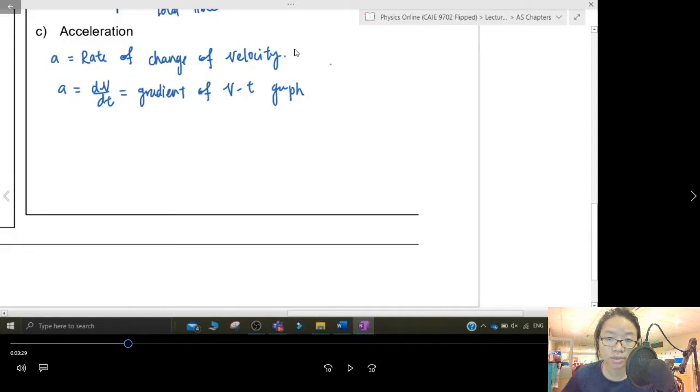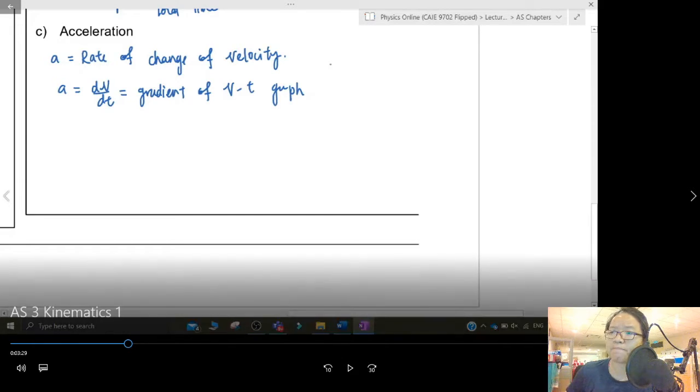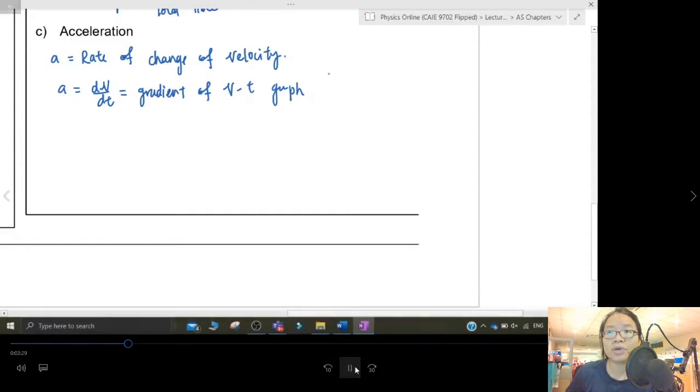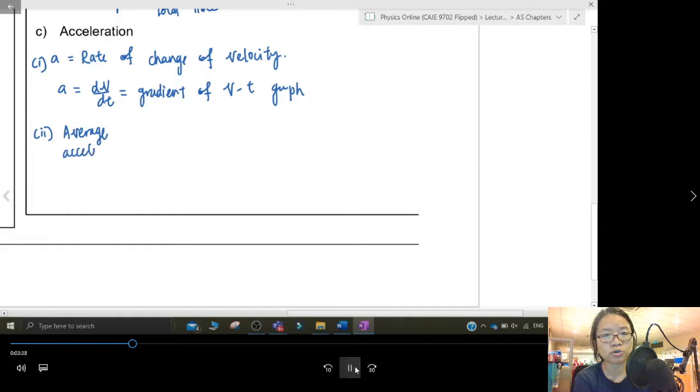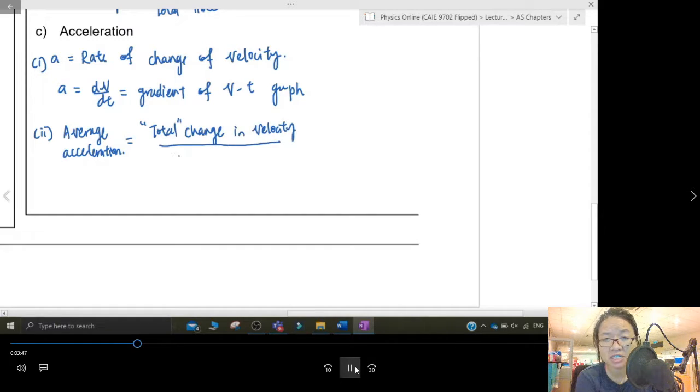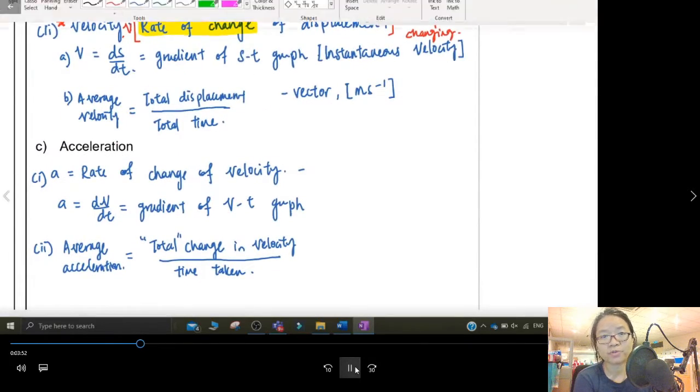I will not use the word decelerate when I talk about this, because it creates a misconception in your brain where you think accelerate means velocity increase, but decelerate means velocity decrease. Not necessarily. Need to read the question. So learn to use acceleration as change in velocity or rate of change of velocity. Now we can write this a as dv dt, which is the gradient of the vt graph. If you want to look for average acceleration, you will once again take the total change, which is the final minus the initial, divided by the time taken to make that change.